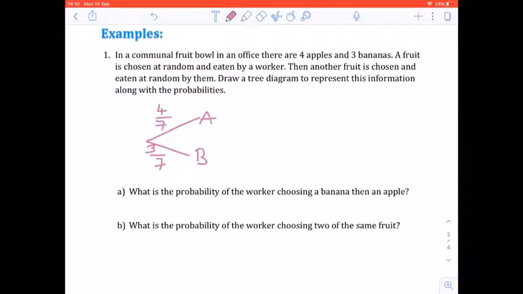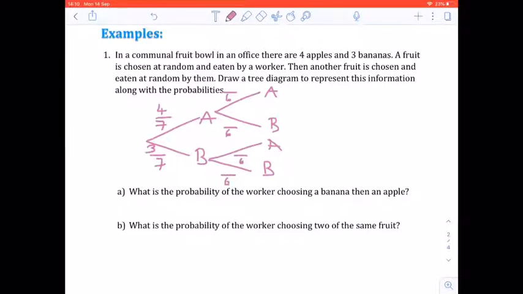And then they choose another fruit after they've eaten a fruit. So this would mean there's non-replacement because the fruit has been eaten. He can't put the fruit back that he's already eaten. So then we have an apple or banana again for both of them. But then the probability changes, right? Now there's only 6 fruit in the bowl.